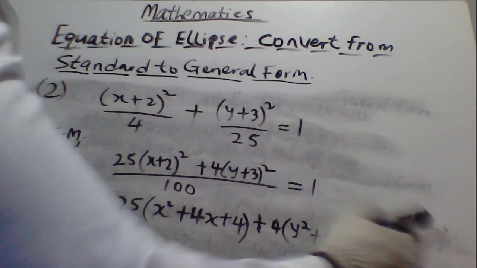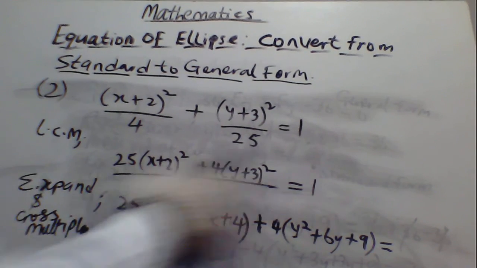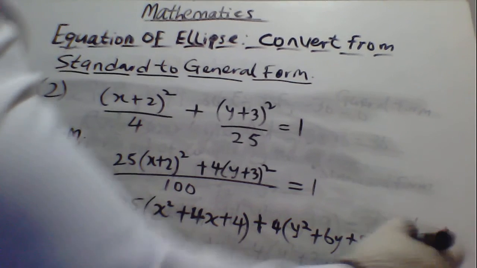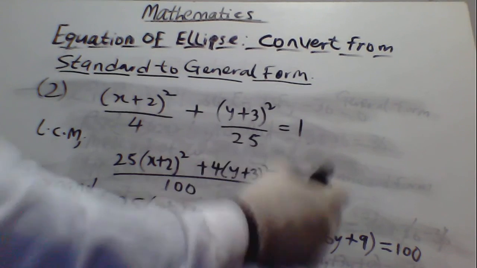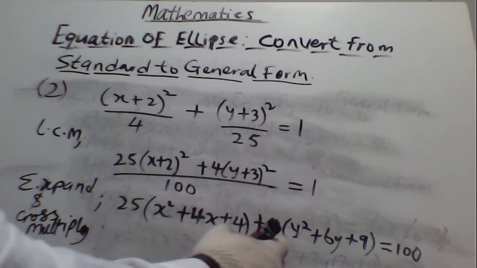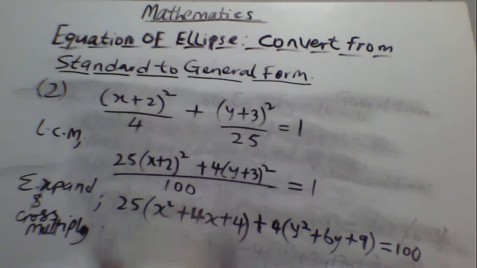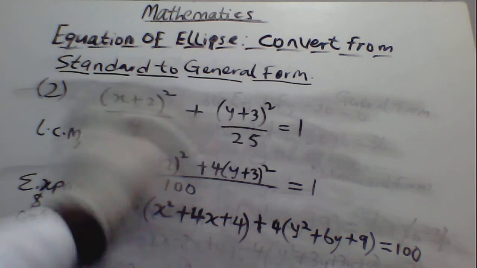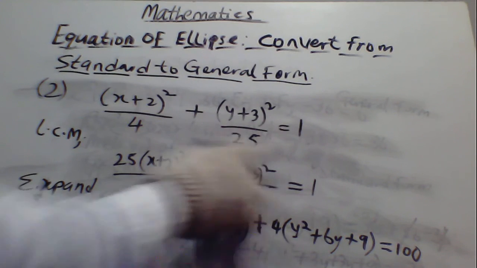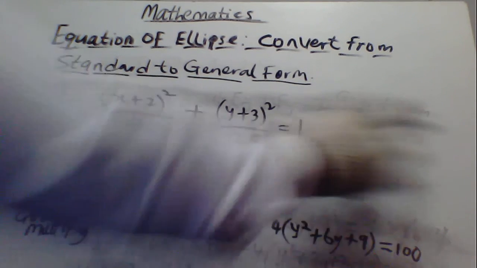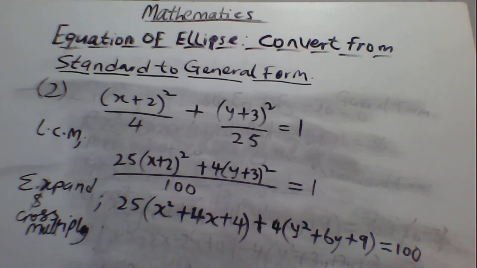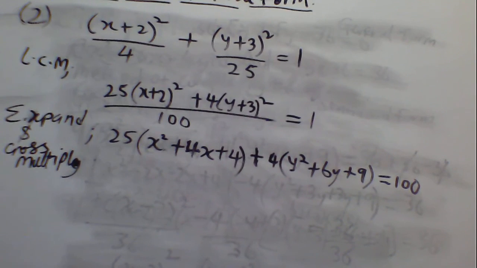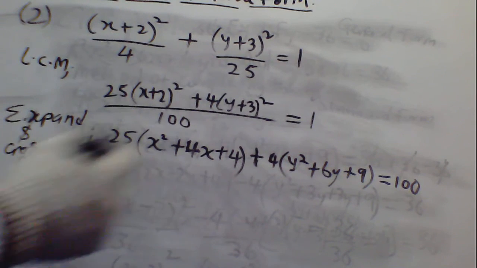Equate it to what? Because you are told that once you expand, you cross multiply, that gives us 100. Cross multiply is like this equals this times 1. Whenever a number or variable is multiplied by 1, the result is equal to the variable or number. So once you cross multiply, the 100 goes to the other side, that is 100 times 1, which is still 100. So this is what you will get.